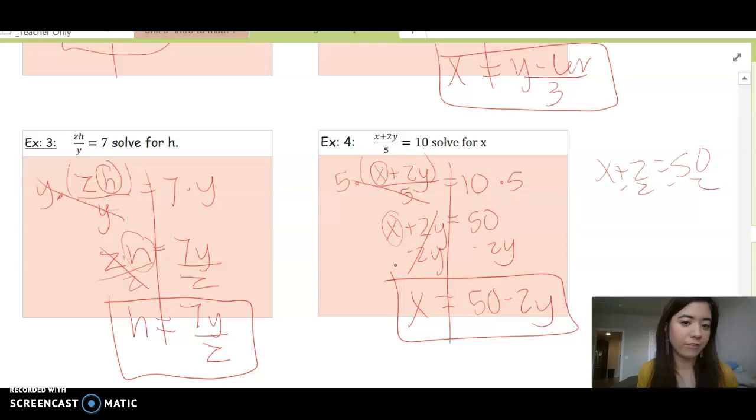Make sure after you tried 3 and 4, you're correcting your work, seeing what you did wrong, or just getting them down. Your whole page should be full now. Again, if you need to pause me to get this down, do that. If you need to rewind me and rewatch a problem, go ahead and do that.